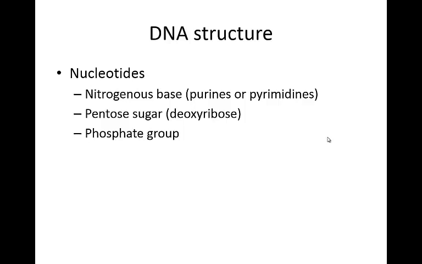So next, we're going to talk about the structure of DNA. DNA is made up out of many nucleotides. Every nucleotide consists of three things. It has a nitrogenous base, either a purine or a pyrimidine, and we'll talk more about those in a minute. It has a sugar, a pentose sugar. In the case of DNA, it is going to be deoxyribose, and that's where it gets its name, deoxyribonucleic acid. Another important part is a phosphate group.